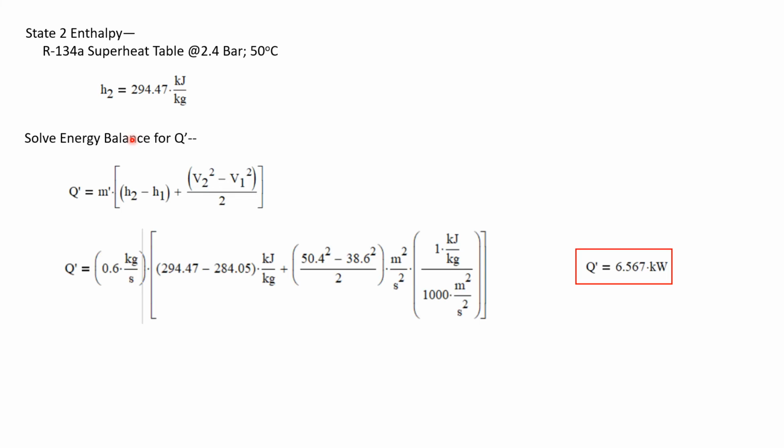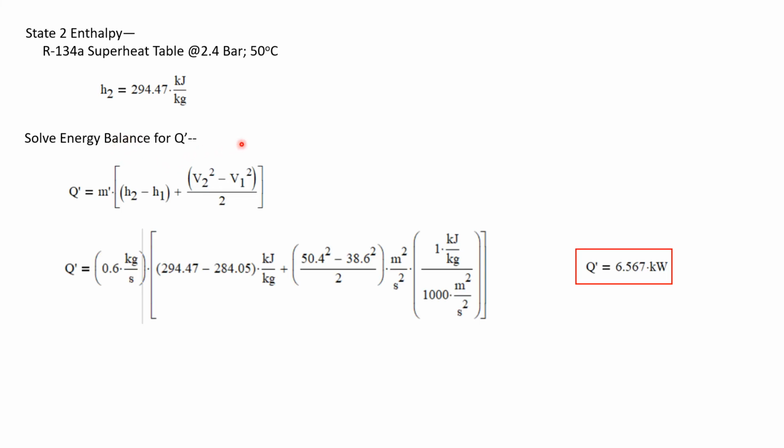So now we need the enthalpy value at state 2, which we can find in the 134A superheat table at 2.4 bar and 50 degrees C. And we can get this value directly from the table. H at state 2 is 294.47 kilojoules per kilogram.